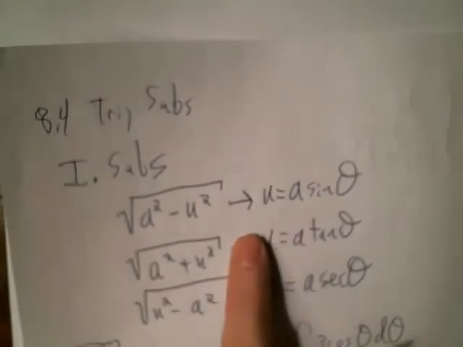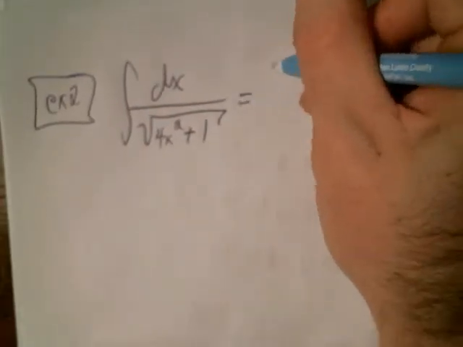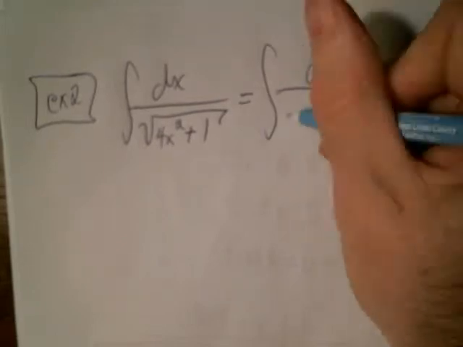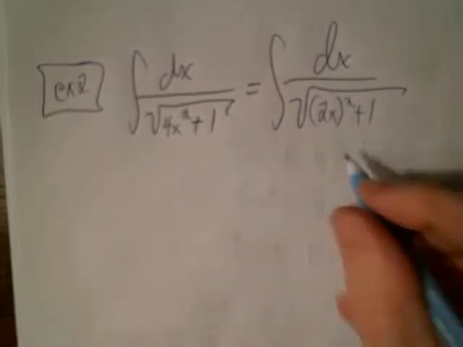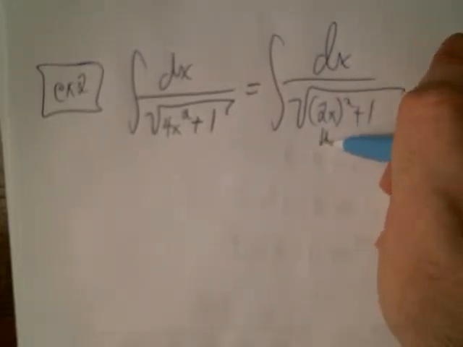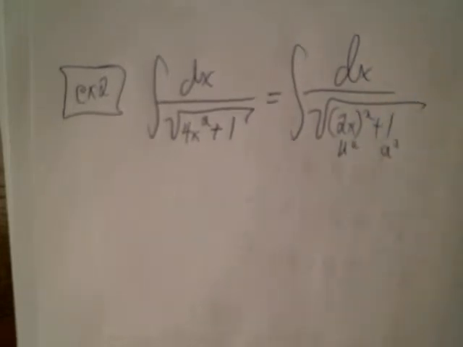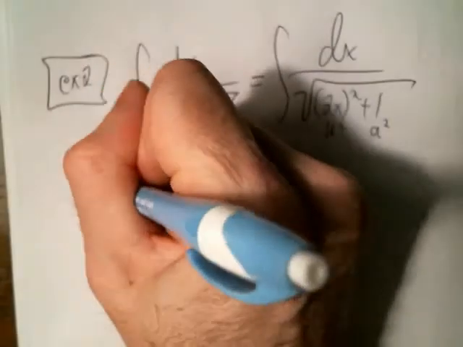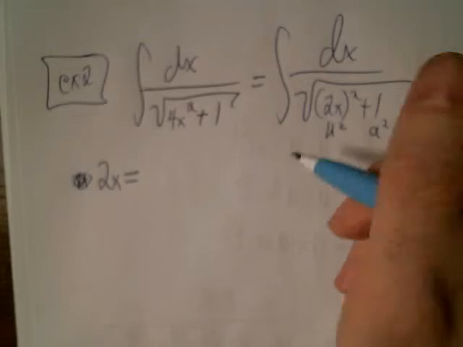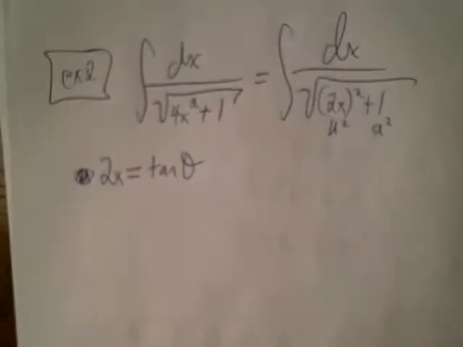So we'll do a u substitution. U equals a tan theta. So a is 1 in this case, and then the u is 2x, right? Because we could rewrite it as dx all over the square root of 2x squared plus 1. So that's what our u is. This is u squared, and then this is a squared. So let u equal 2x. So we'll have 2x, and then we're saying that's equal to a times tan theta. So a is 1, and then tan theta.